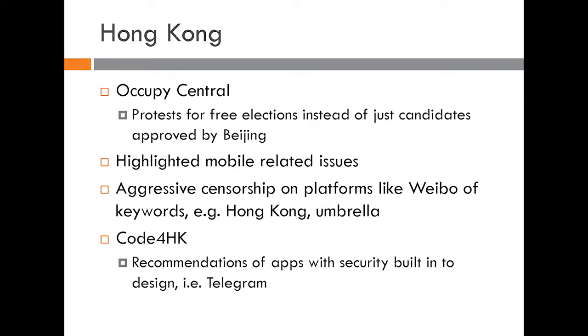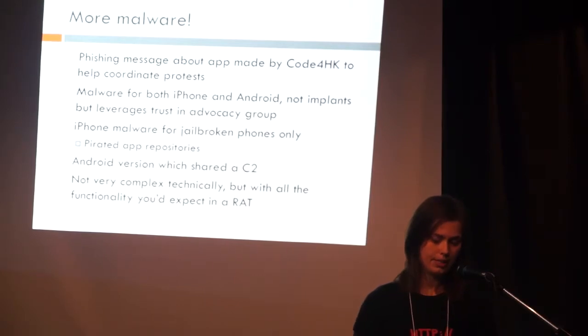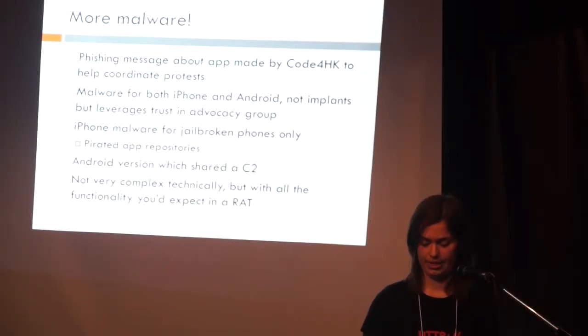Then there's a group called Code for HK. They were kind of a hacker group doing things like recommending apps for people to use, like suggesting people use Telegram. Unfortunately, what wound up happening is a phishing message started going around saying, hey, Code for HK made this really great app and it will help you organize protests. But it was actually malware. They had this for both iPhone and Android. In the iPhone case, you had to have a jailbroken phone. But it was really just taking advantage of this group's reputation. The Android version just hit the same C2, and they both had the features that you would expect, going through call logs, text messages, contacts, that sort of thing.